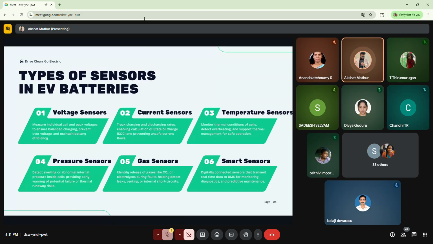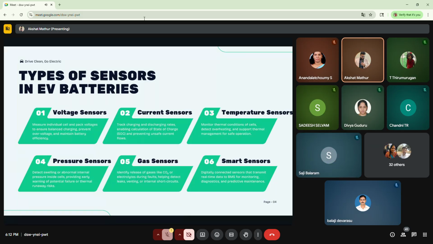These pressure sensors are very much needed for the safety of the vehicle, because they prevent the battery from exploding, and they warn the customer, rider or driver to get the vehicle checked as soon as possible at the nearest service station. Gas sensors act as a safety net by detecting leakage or dangerous venting. And finally, smart sensors integrated with the CAN bus allow real-time data transfer to the BMS, making advanced diagnostics possible. Together, these six sensor types form the nervous system of the EV battery, ensuring performance, safety, and longevity.